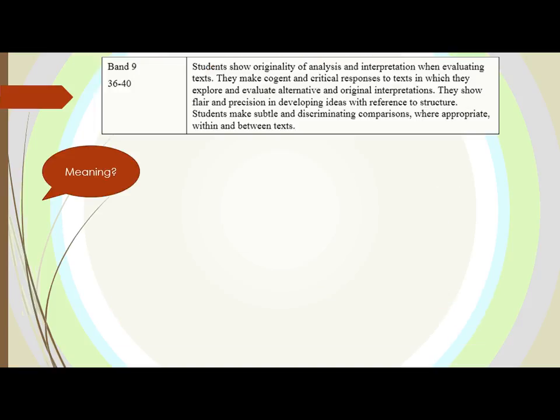Let's go back to the mark scheme and the very top band, band 9, to see what it actually means. If you look at the first phrase about students showing originality of analysis and interpretation when evaluating texts, it means don't just rely on ideas discussed in class. Try to make your own points. I know this is challenging, but it's about showing that you haven't just churned out every single thing that was said in class, but you've had to think yourself about associations of words, or you've maybe spotted a connection that others hadn't thought about.